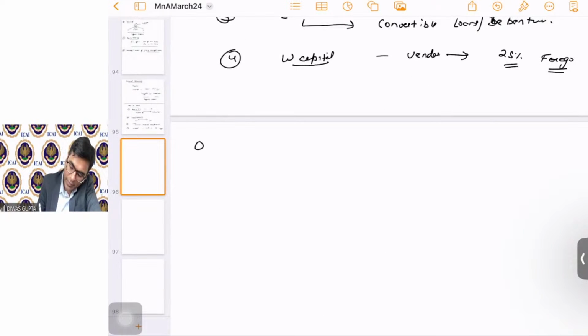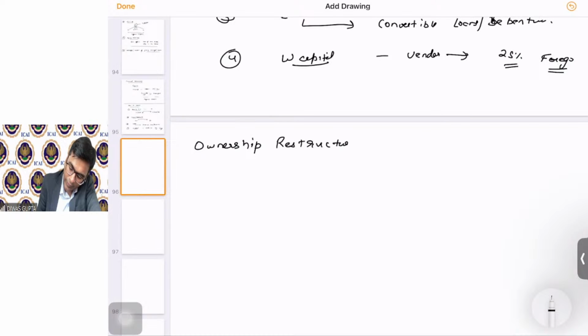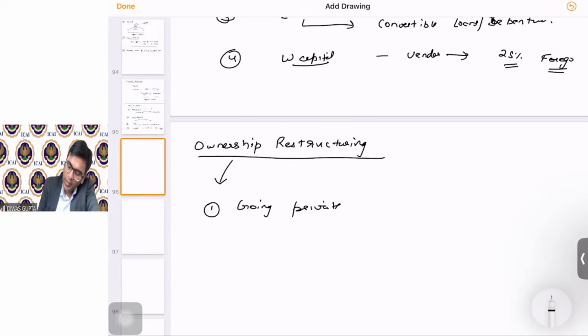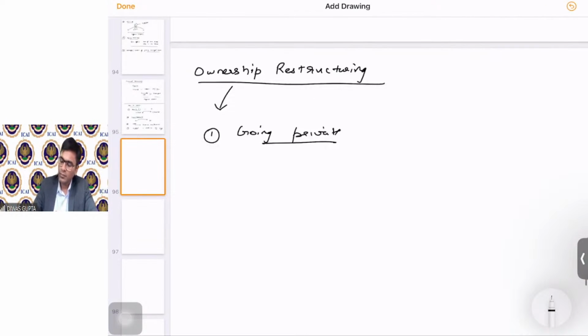Then we also need to know what is ownership restructuring. So in case of an ownership restructuring, students, there are different ways. Okay, let me start like this. One is going private. Going private means there is a public company already listed on a stock exchange and it wants to convert itself from a listed company to a private company. How can it do that? So there is a public company.